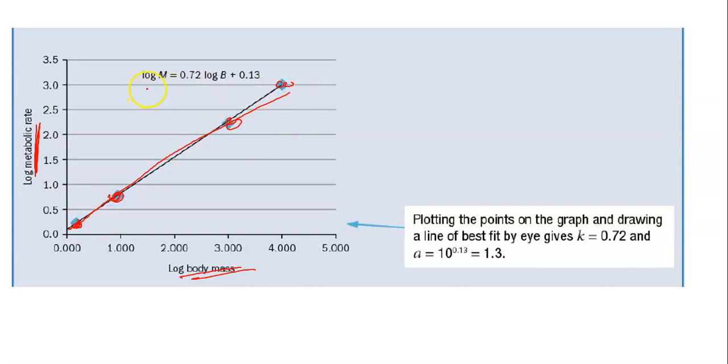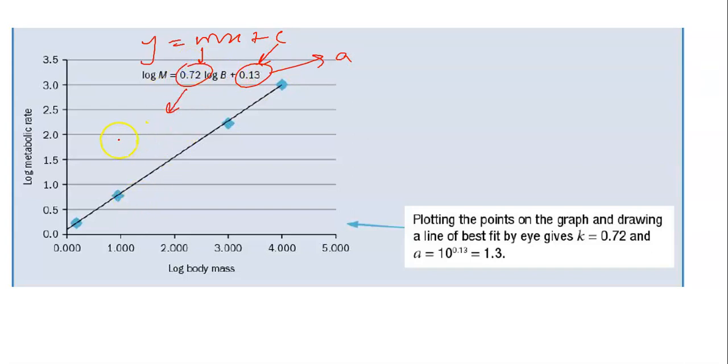Okay children, log M equals 0.72 log B plus 0.13. When you plot the graph, you will get this as y equals mx plus c. This is your intercept, that is the value of A, and this is your gradient. Okay children, from the line you have to form a linear equation of the line.